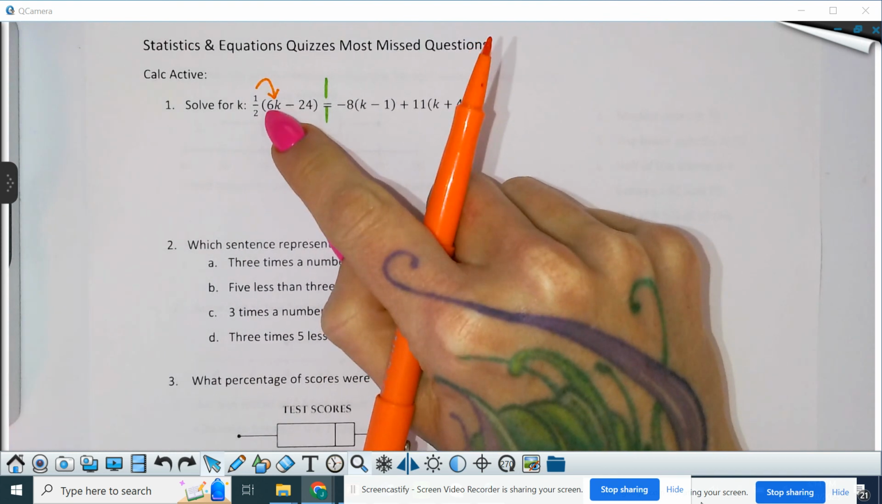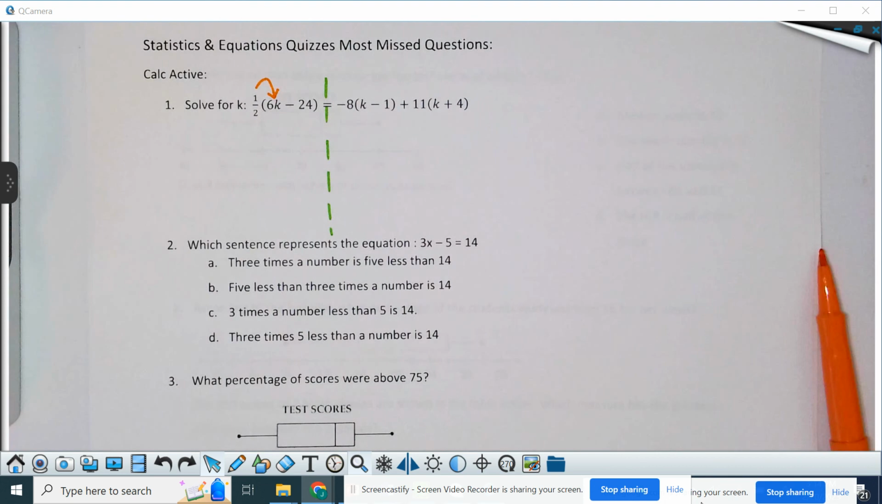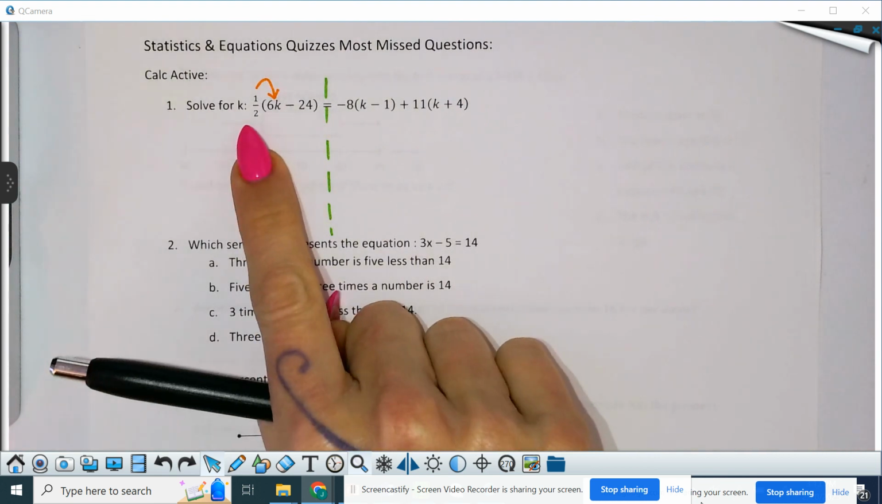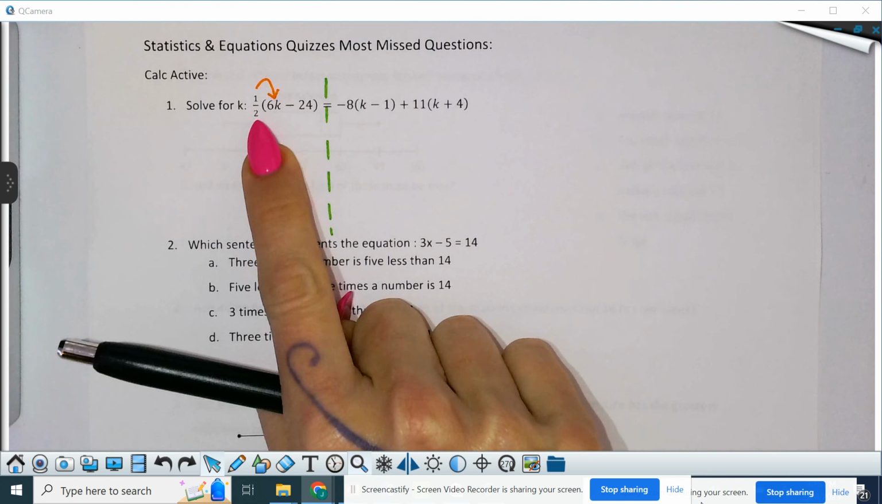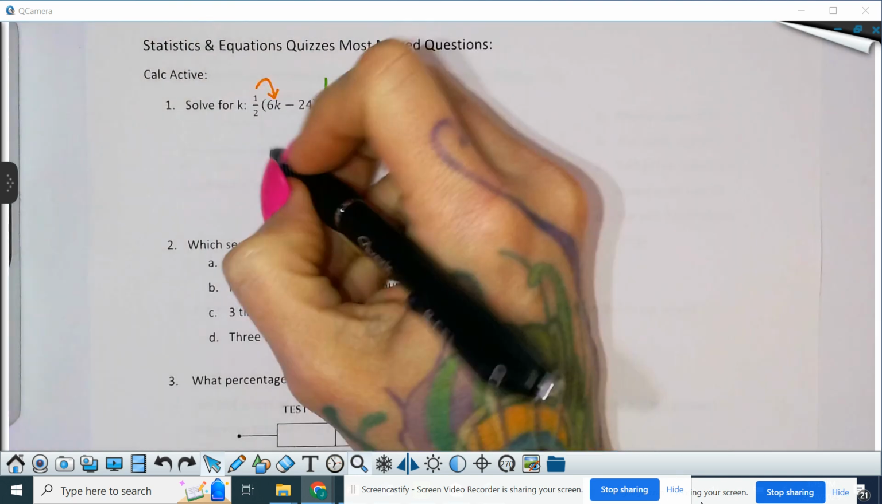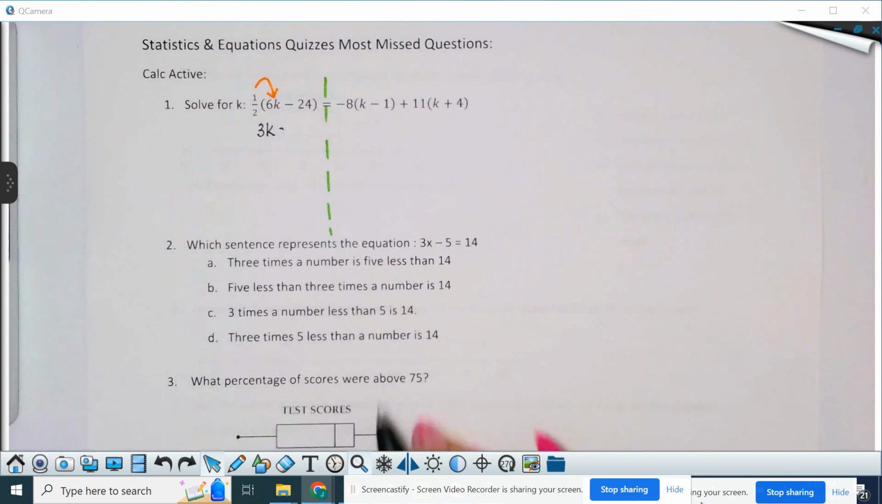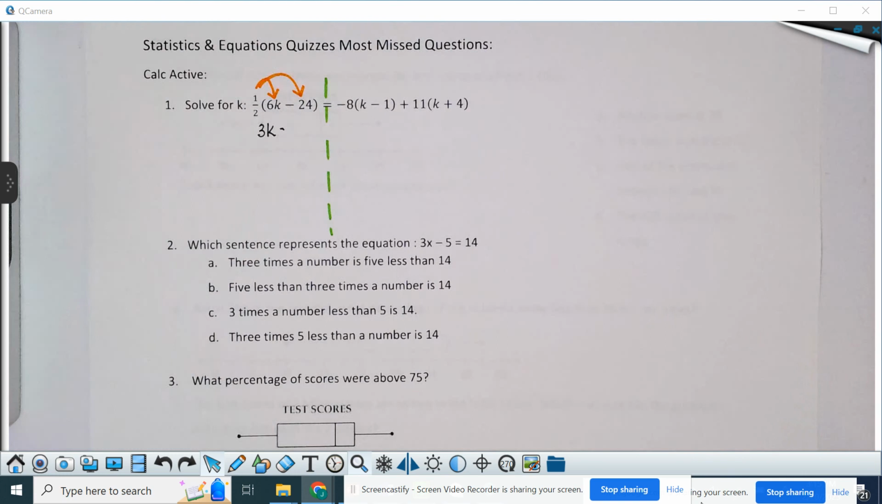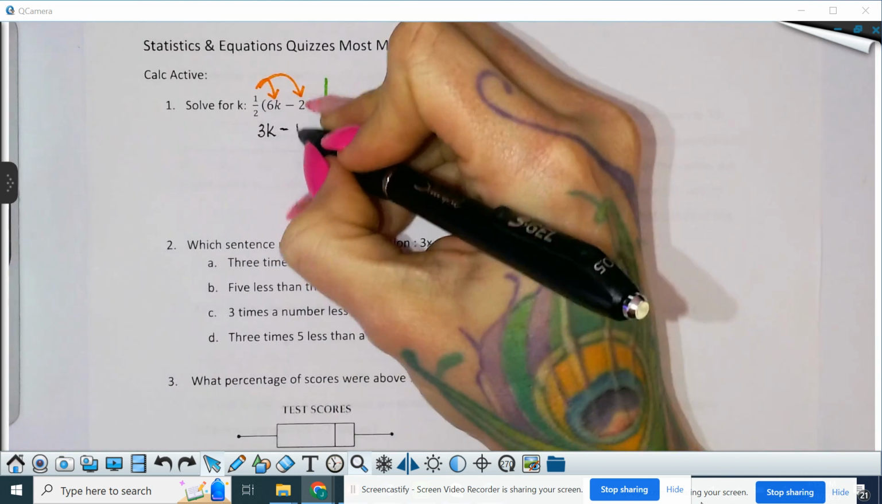You could type this in your calculator, obviously, because this is calculator active. There have been some in the past on the inactive portion with fractions like 1/2 and 1/3, but all the numbers are divisible by that number evenly when it's calculator inactive. So 1/2 of 6 would be 3. And then we're going to do 1/2 of negative 24, so we're going to do minus 12.